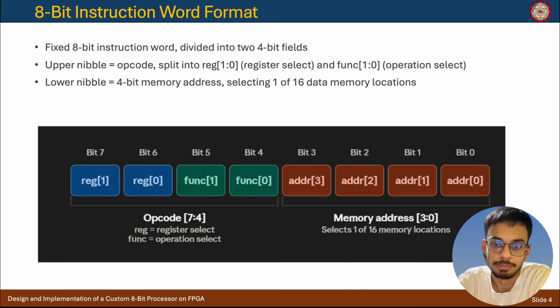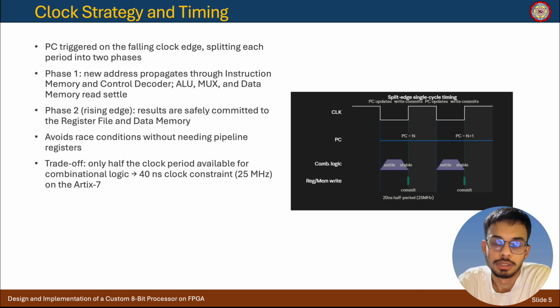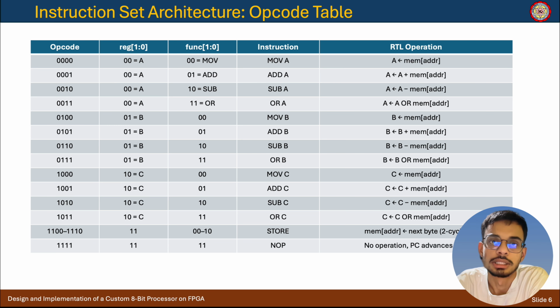These are the opcodes and memory addresses. There are 16 slots of memory and 6 opcodes. The upper nibble of the code is the opcode, and the lower nibble is the 4-bit memory address, so we can select one of 16 data memory locations. Clock strategy and timing: we have used a 24 megahertz clock, which leads to a 40 ns clock cycle.